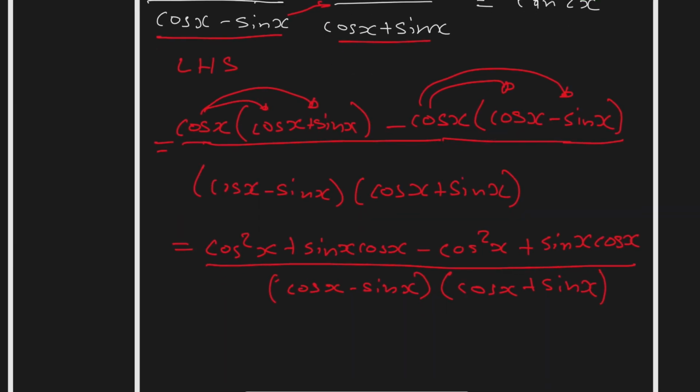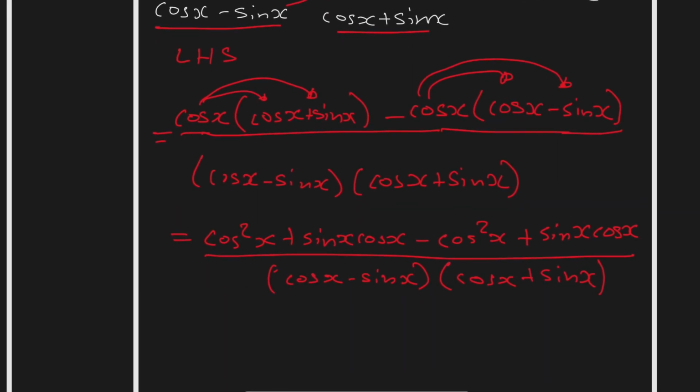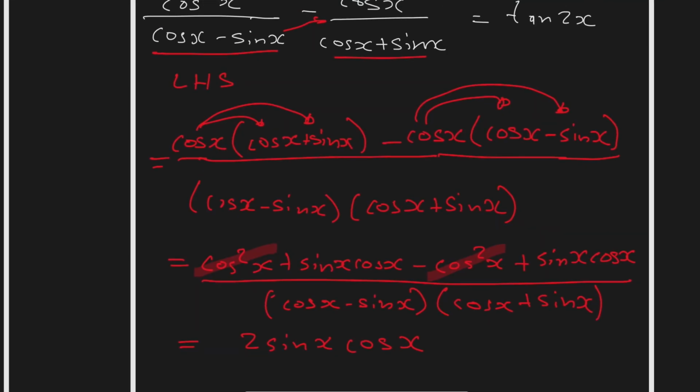If you look at the top now, what are we having? We have cos squared x minus cos squared x, so that means they are going to cancel out. But we can also see that we have like terms adding up. So we're going to have sine x cos x adding with sine x cos x, and that's going to give us 2 sine x cos x. Remember, we want to get 2 tan x.